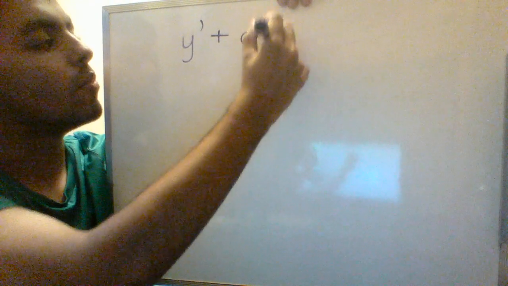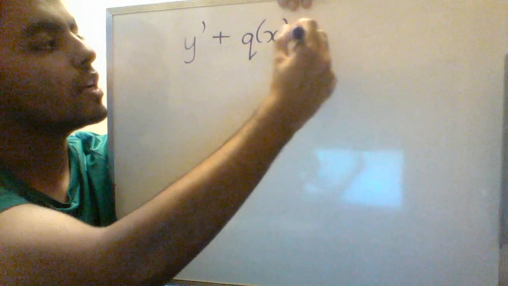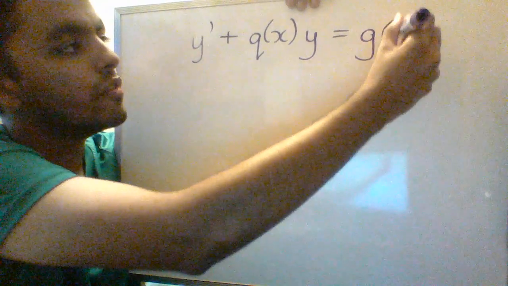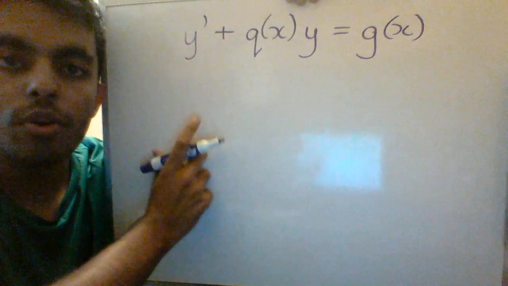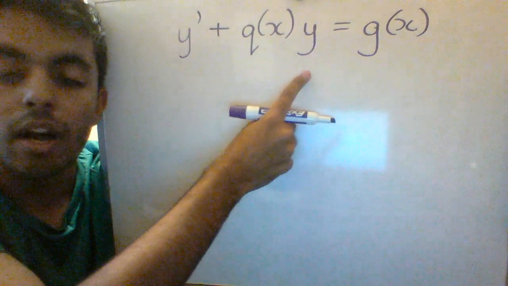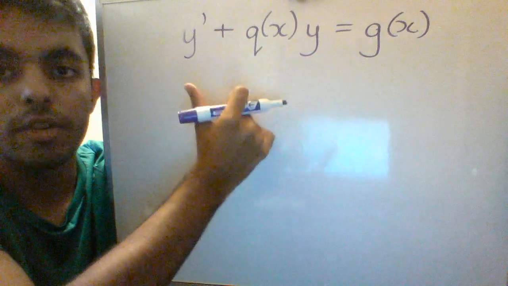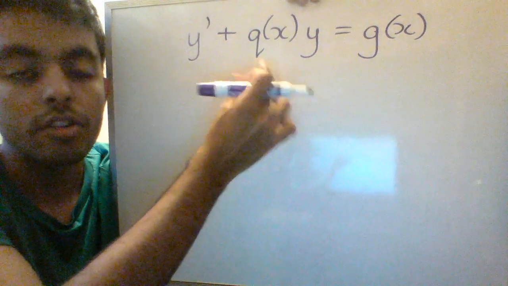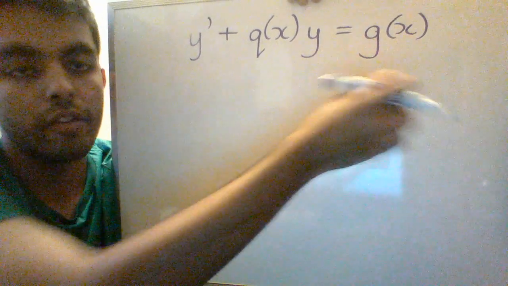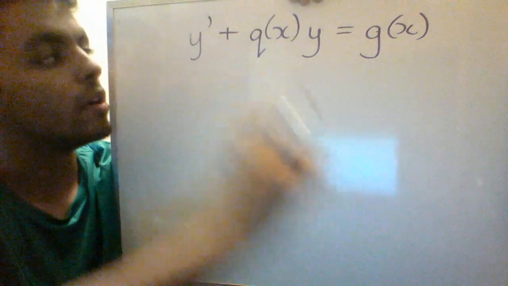So, we were talking about differential equations last week, and we got up to differential equations of the form y prime plus q of x times y equals some function g of x. Now, it's important to note that while I haven't written it in, this y prime and this y are also functions of x. So it's really y prime of x plus q of x times y of x equals g of x.